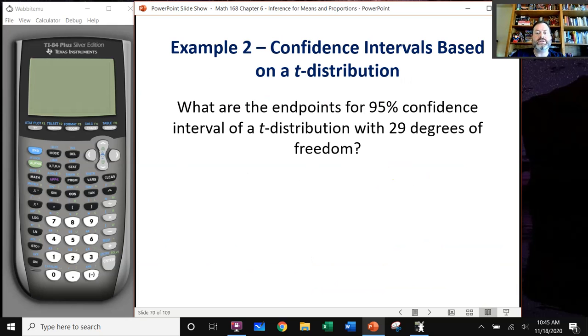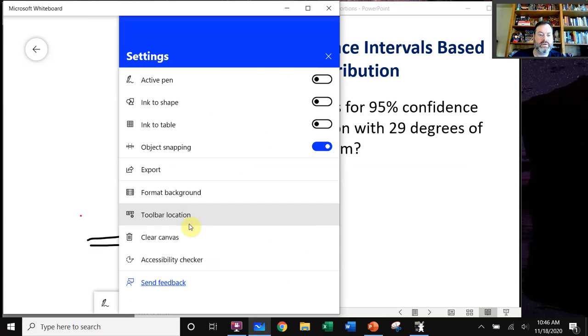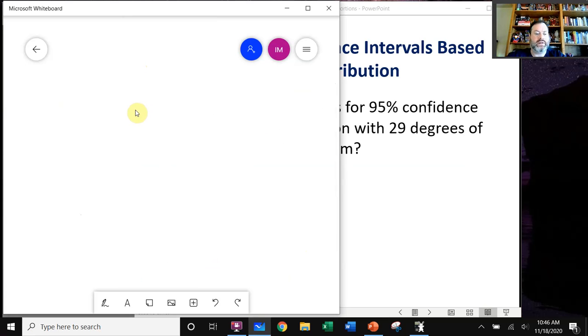So what are the endpoints for a 95% confidence interval of a t-distribution with 29 degrees of freedom? 29 degrees of freedom would come from a sample of size 30, because the df is n minus 1. So what we have to do is draw the thing out or go into stat key. Because we're doing an inverse, you could draw it by hand, right? So think about what this would look like.